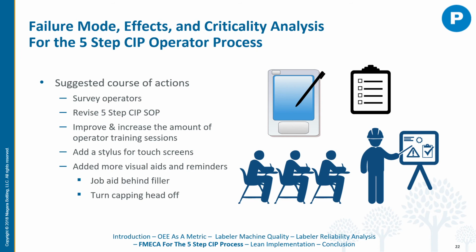It was found that these failure modes could be combated by surveying operators to see why they may not follow the 5-step CIP SOP, revising the CIP SOP, improving and increasing the amount of operator trainings, adding a stylus to any touchscreens, and adding more visual aids and reminders, like having a job aid behind the filler machines and having a visual aid that reminds operators to turn the capping heads off. Now, Caroline will talk about the lean implementations that were made in the next slide.